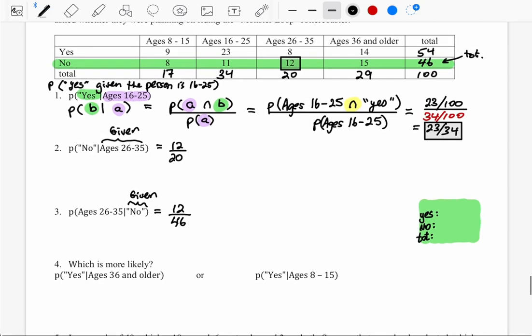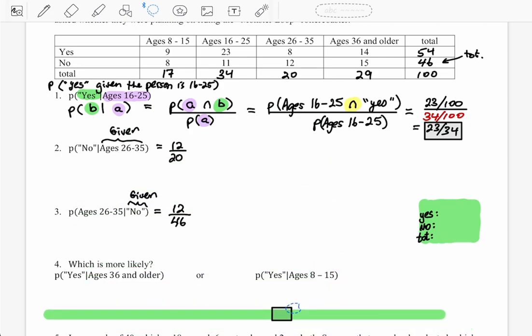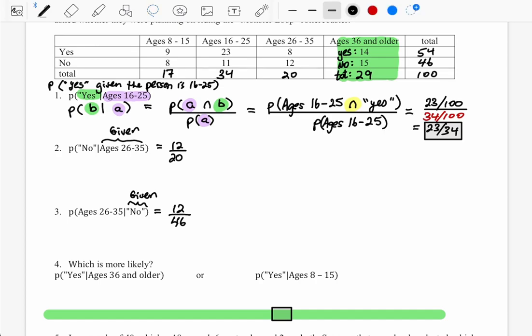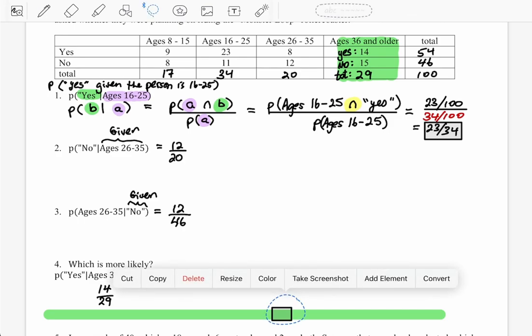Number 4 says which is more likely: yes, given that you're 36 or older. Let me use my handy dandy highlighter. The given is 36 and older, so that puts me right here. Out of the individuals who are 36 and older, that's a total of 29 people. How many said yes? 14. Let me get rid of this completely.